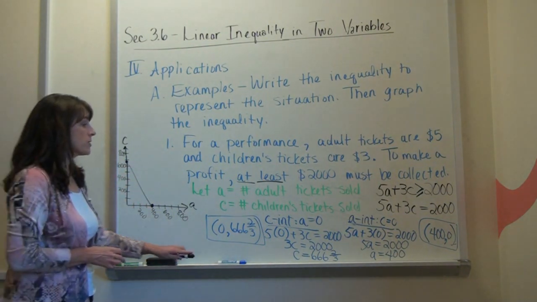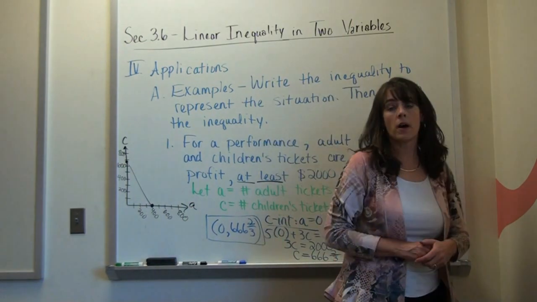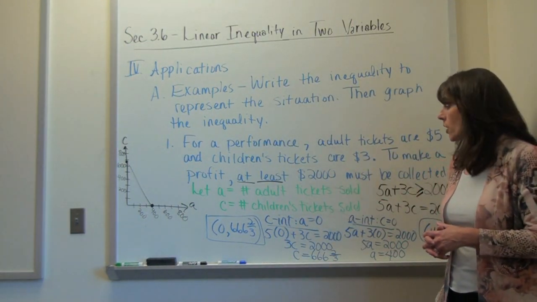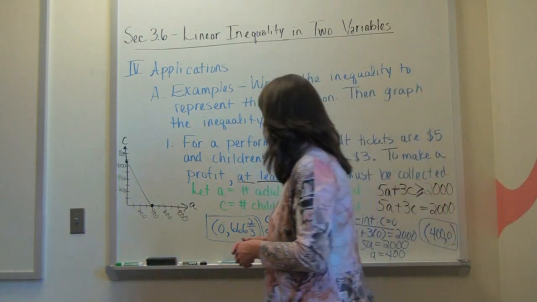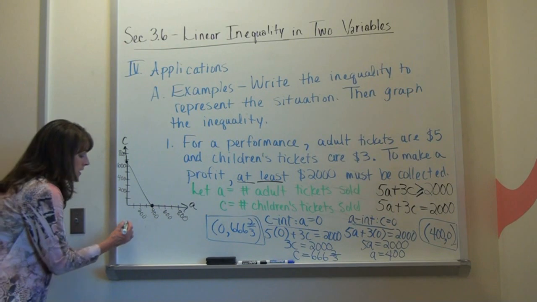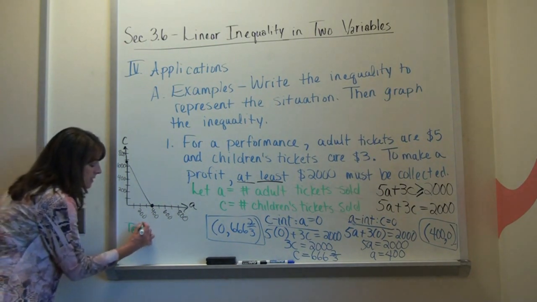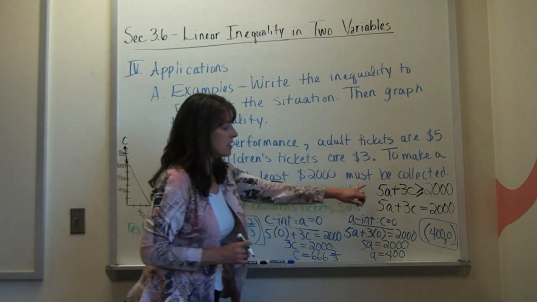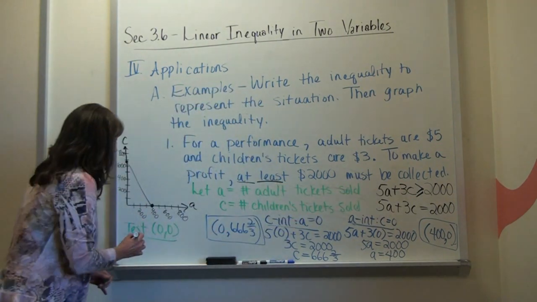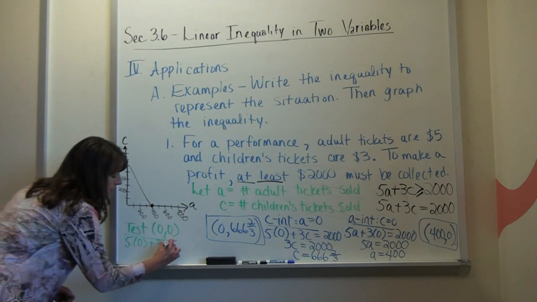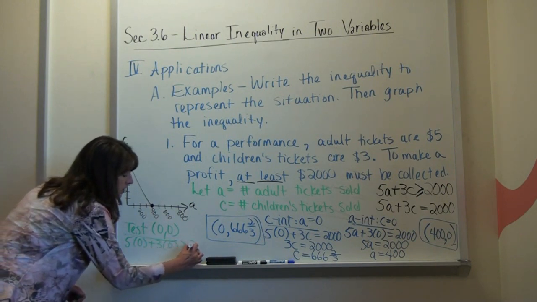Now remember though, this is an inequality. So I need to figure out which side has all the solutions. So I'm going to pick a point if I can. Can I pick my favorite point 0, 0? I sure can, so I'm going to pick it. So I'm going to test that 0, 0 because it is in a half plane. And I'm going to toss it into this inequality right here. So I'm going to make the A 0. I'm going to make the C 0, greater than or equal to 2,000.